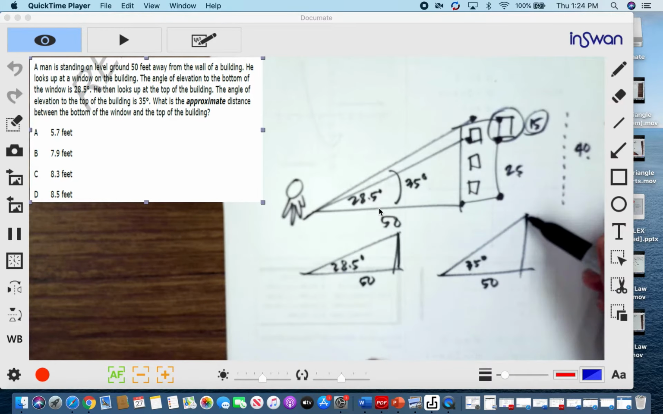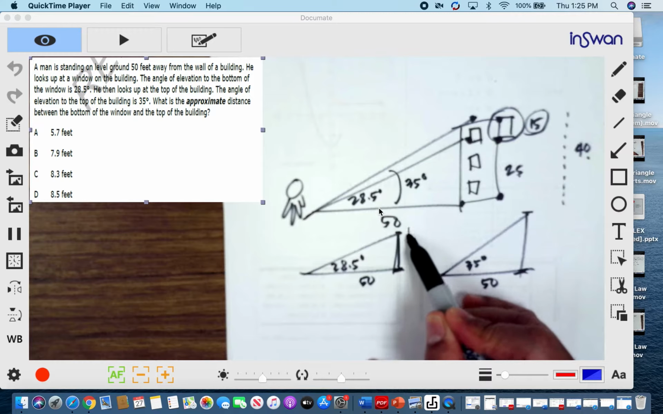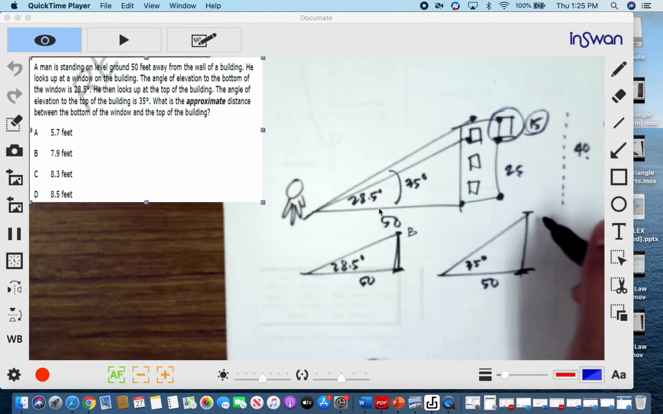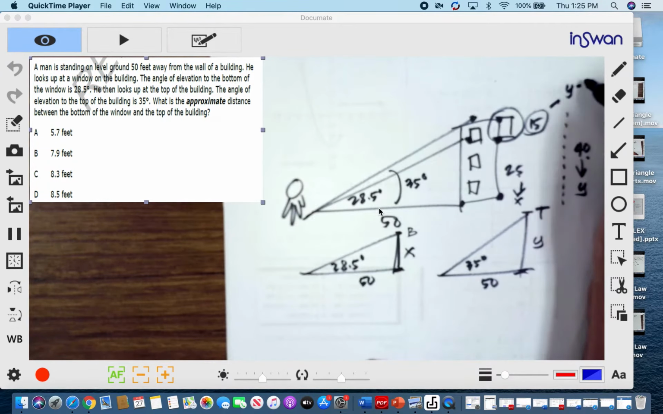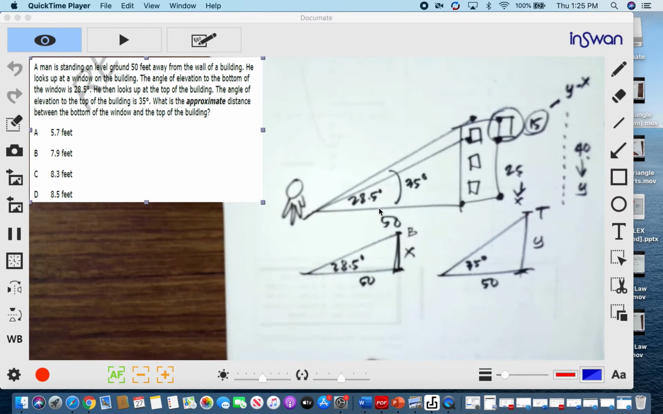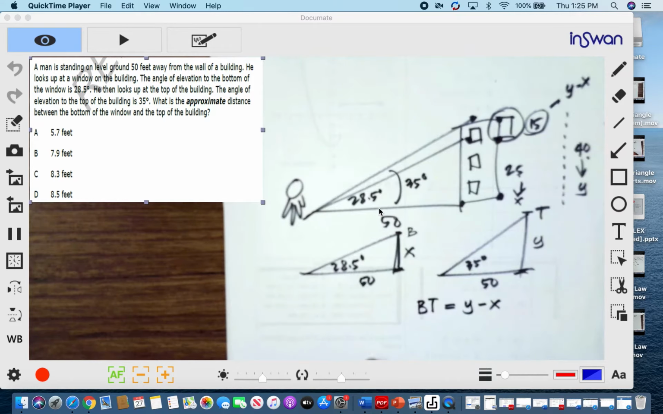So therefore, we need to find the height of the building from top to bottom and then subtract from it the distance between the ground and the bottom of the window. So let's say this is the top of the building. So therefore, if this is y and this is x, then 15 is supposed to be y minus x. So to find the distance between the bottom of the window and the top of the building, we need to subtract x from y. We can only do that if we can find the values of x and y.